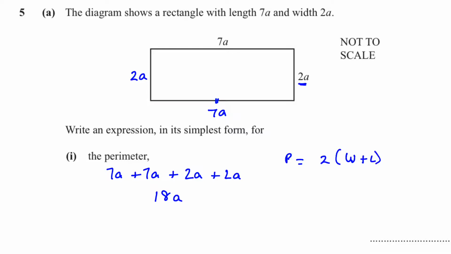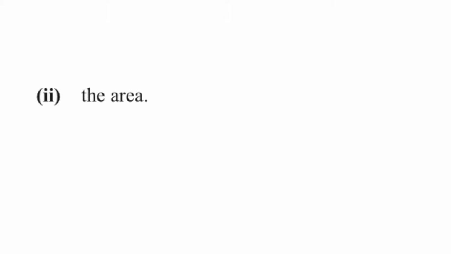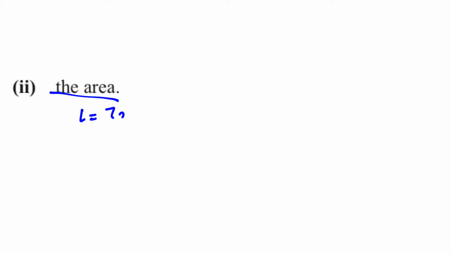You can substitute here also and get your answer. To find the area, we need to find the area. From the diagram, we know that the length is 7a and the width is 2a. Area of the rectangle is length times width.